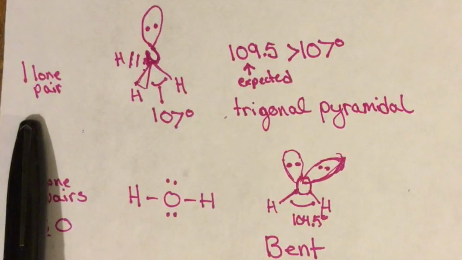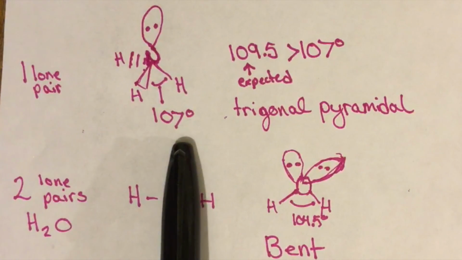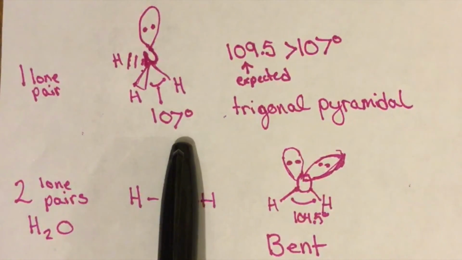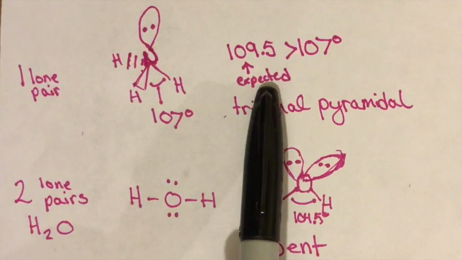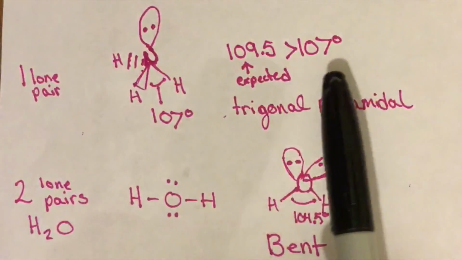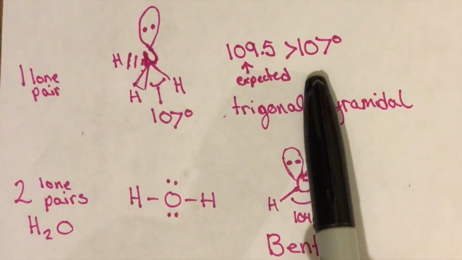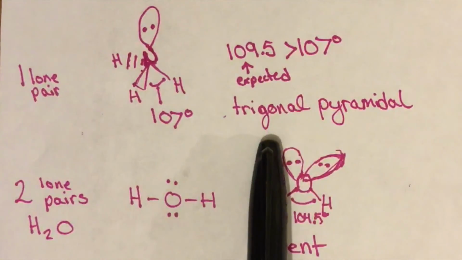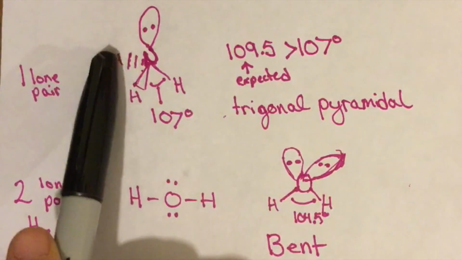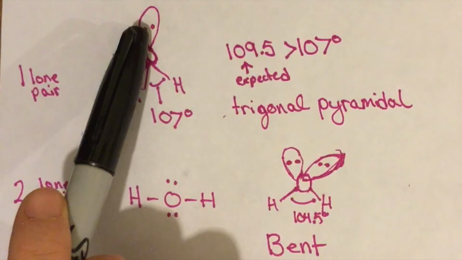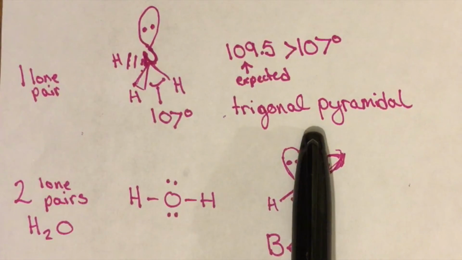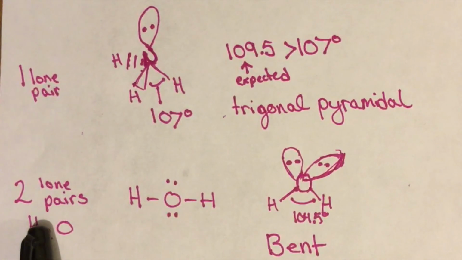If I have one lone pair in a molecule with 4 electron domains, that's going to result in a bond angle of 107 degrees. So in a molecule with 4 bonding domains, I would expect a tetrahedral shape with a bond angle of 109.5. Instead, we get 107. So you can see how this bond angle is smaller. We now have a new shape to refer to, which is trigonal pyramidal. So if I have 4 electron domains and 1 lone pair, that's going to result in what we call a trigonal pyramidal shape. So let's take a look at what happens if I have 2 lone pairs.